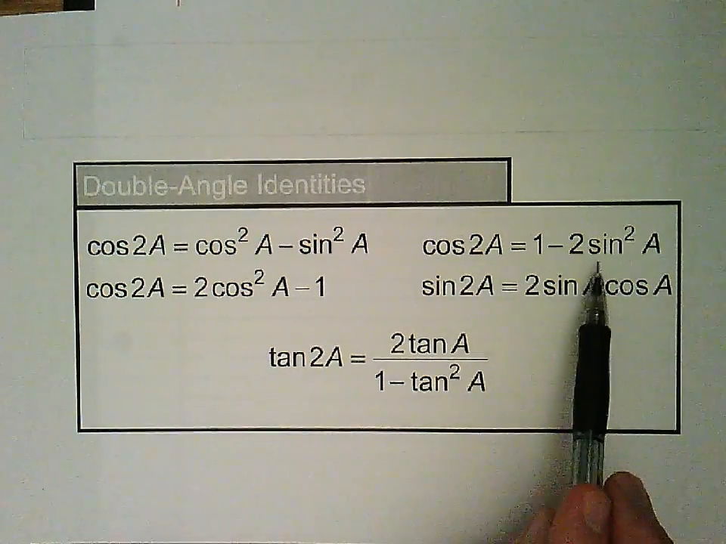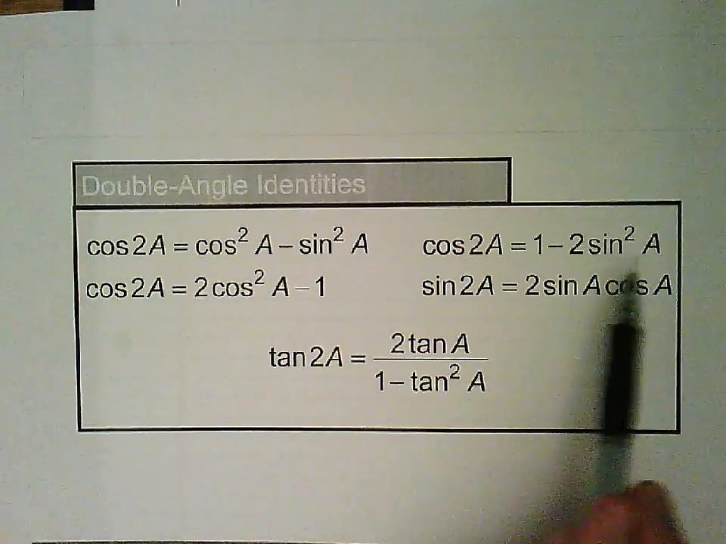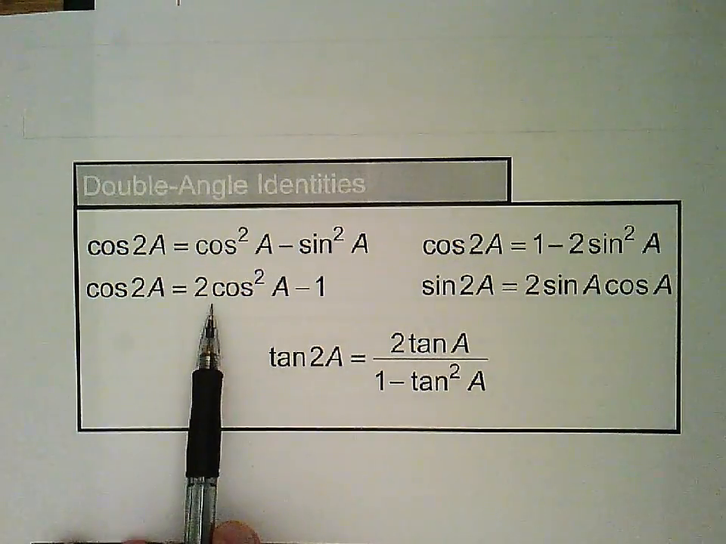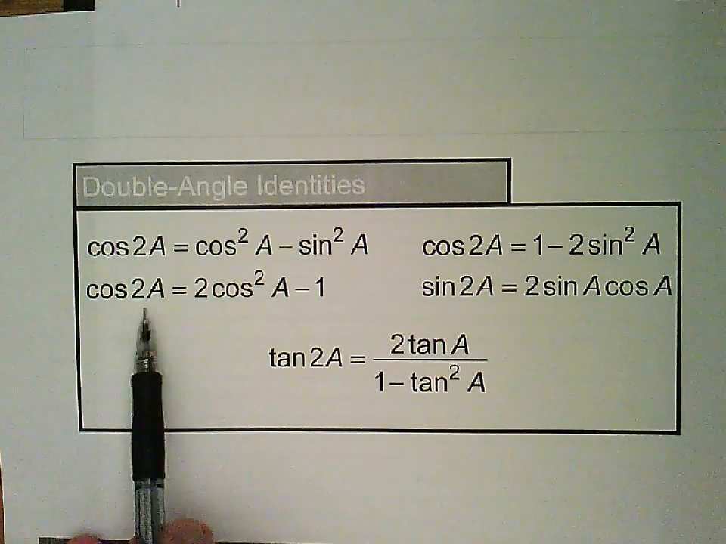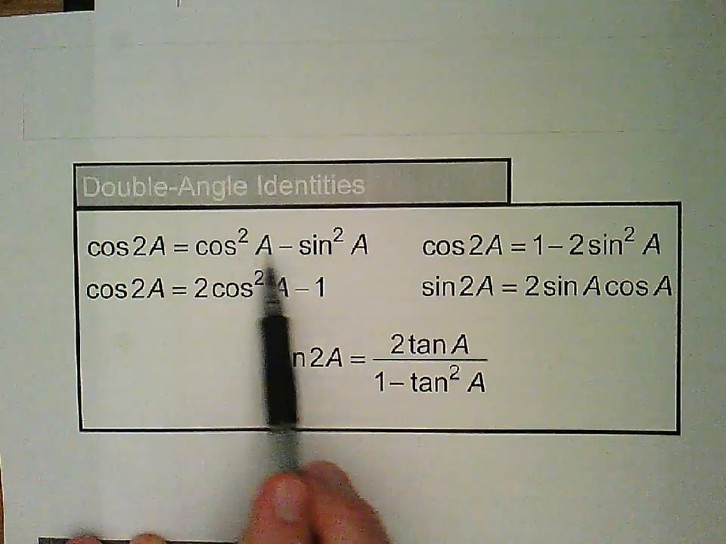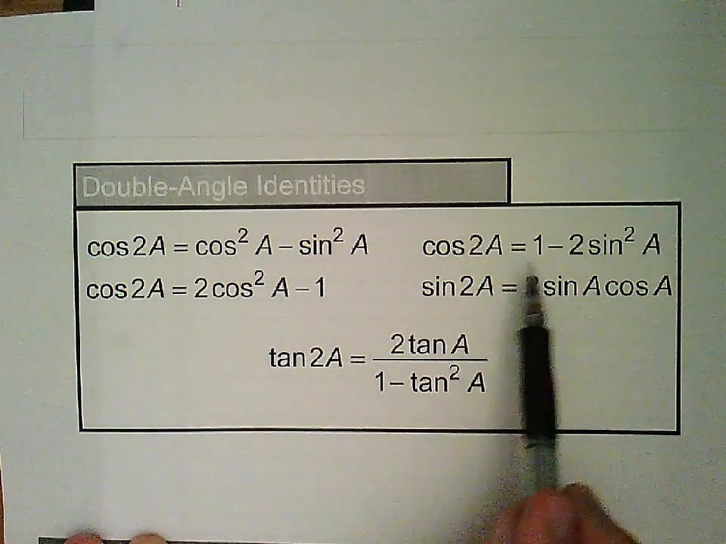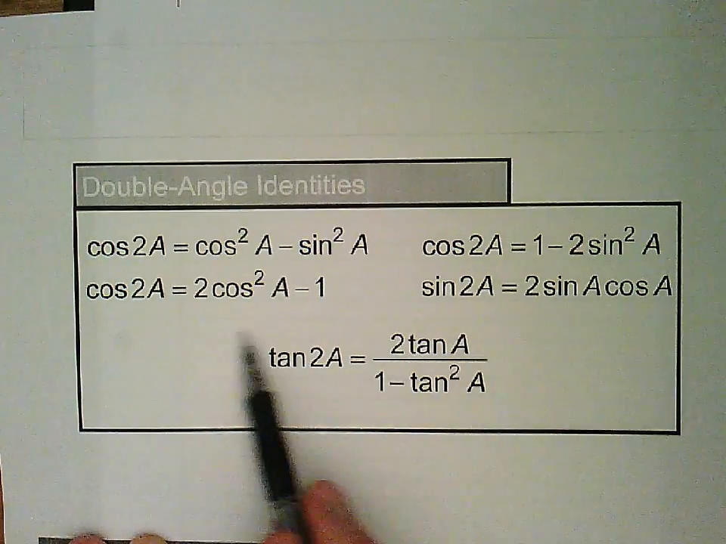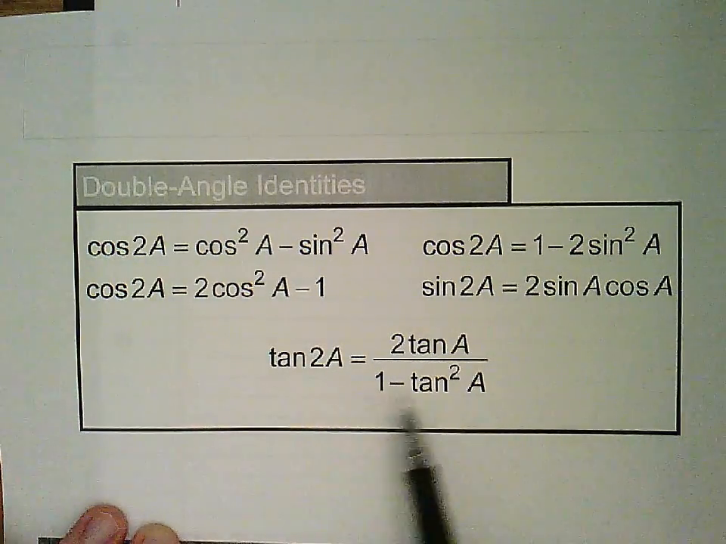If you're given information about sine a, then you can use this version. If you're given information about cosine a, you could use this version. If you're given information about cosine and sine, you can use this version. So what version you're going to use depends on what information you're given.